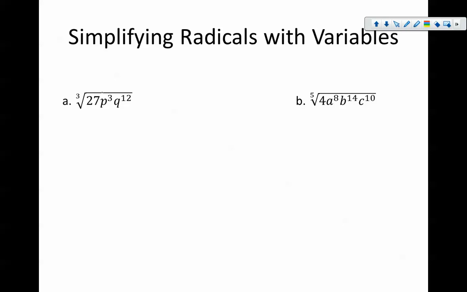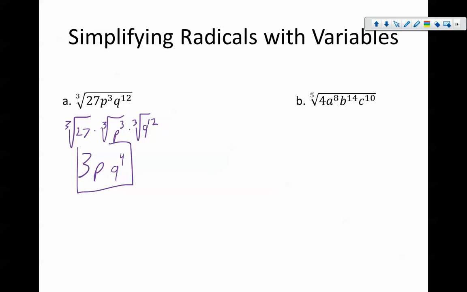So the cube root of 27 p cubed q to the 12th. I'm going to break it up. Cube root of 27 times the cube root of p cubed times the cube root of q to the 12th. The cube root of 27 is 3. The cube root of p cubed, remember, I can just take this divided by this, and if it's even, it comes straight out. That's just p. Q to the 12th, cube root, I can take 12 divided by 3, and I end up with q to the 4th. And that's my answer, 3p q to the 4th.